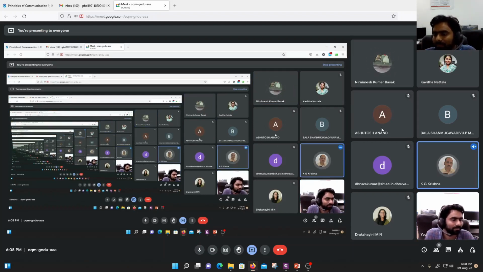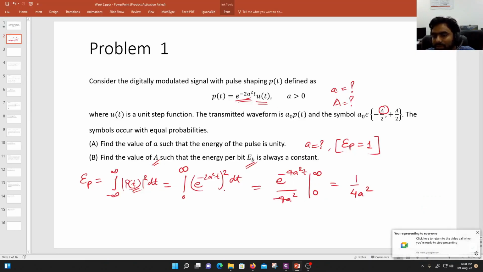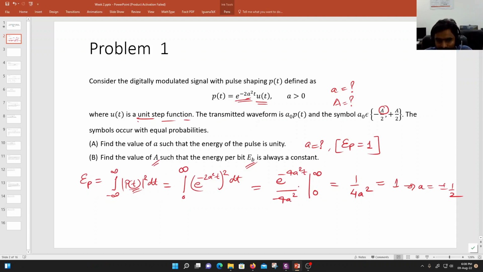The unit step function is multiplied, right? So that, yes. 1 over 4a square, and it has been given that the energy has to be 1. So we equate this to 1 and we'll get a as plus and minus half. So it is given that a is greater than 0, we will choose a equal to half. So the first answer will be a equal to half. I hope you get this point.